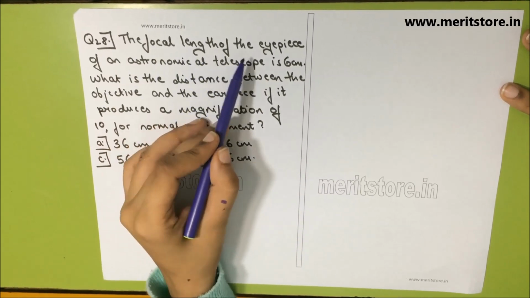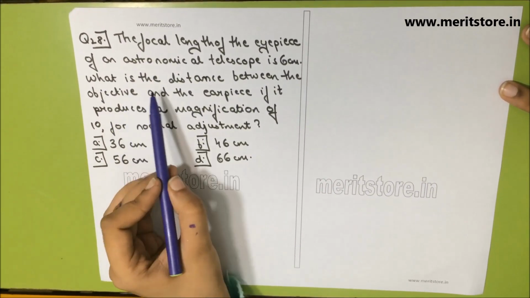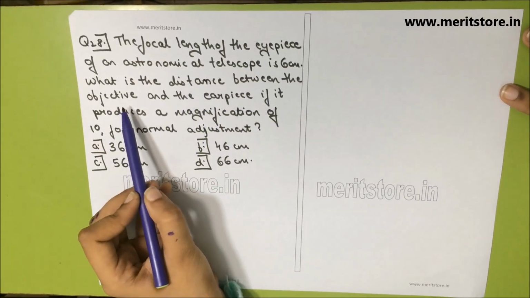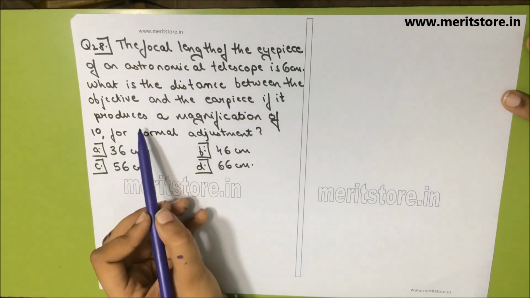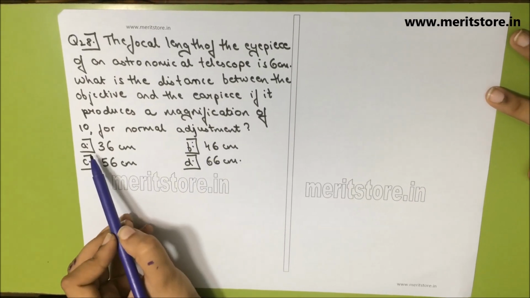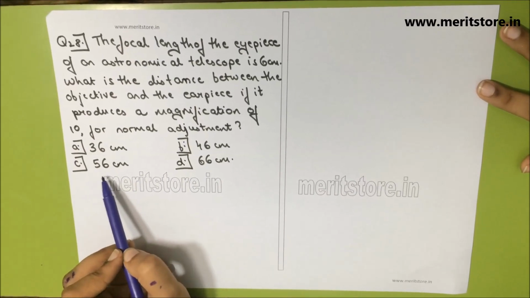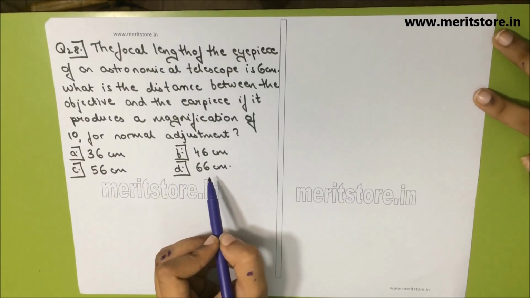Question 28. The focal length of the eyepiece of an astronomical telescope is 6 cm. What is the distance between the objective and the eyepiece if it produces a magnification of 10 for normal adjustment? A. 36 cm, B. 46 cm, C. 56 cm, D. 66 cm.